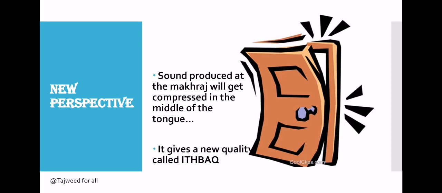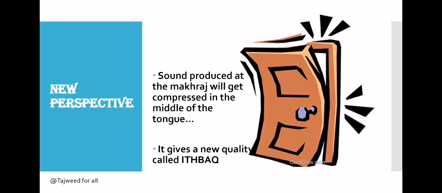Now the sound produced from the green colored area, the makhraj, what happens is that it will get compressed inside the depression of the tongue. I told you when we raise the sides of the tongue, what will happen? Our tongue will be spoon shaped. What is the specialty of the spoon? It can hold something inside, right? It is a depression in the middle. Similarly, our tongue will cause a depression in the middle so that it can hold something. So in that depression, what happens? The sound produced at the makhraj will come and it will get compressed.